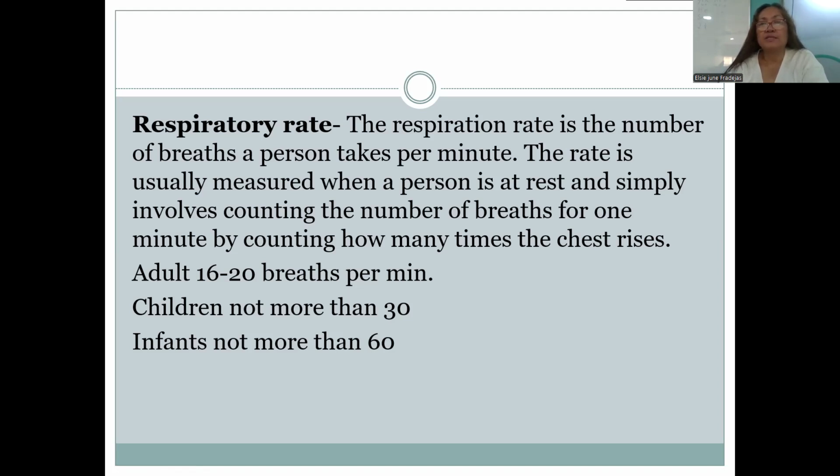So 1 inhalation and 1 exhalation is 1 respiration. Now for adults, the normal respiratory rate is 12 to 20. Okay, 16 to 20, but 12 to 20 is acceptable. That is the normal range for respiratory rate. For children, not more than 30 breaths per minute, and for infants, not more than 60 breaths per minute.